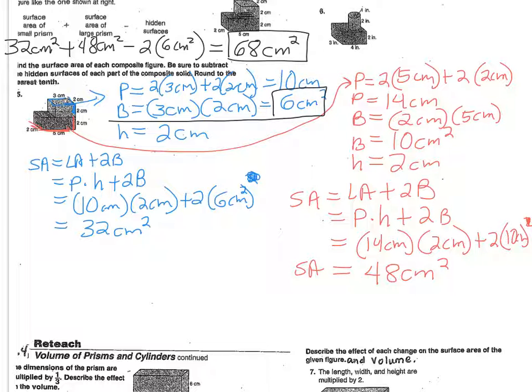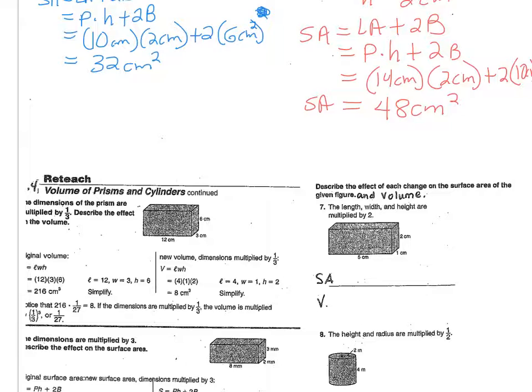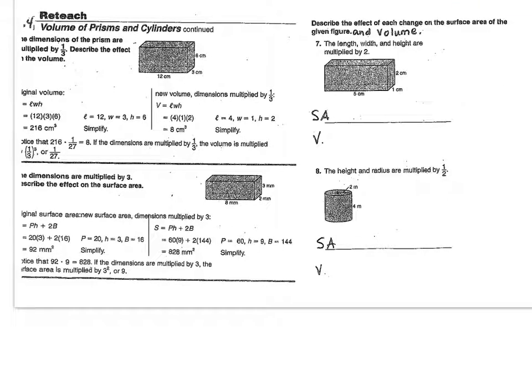Okay. Any questions about that problem, number 5? Okay with that? Okay. So we're going to skip number 6 just because of the time that we have. Let's move on to changing dimensions, which is number 7 and number 8.